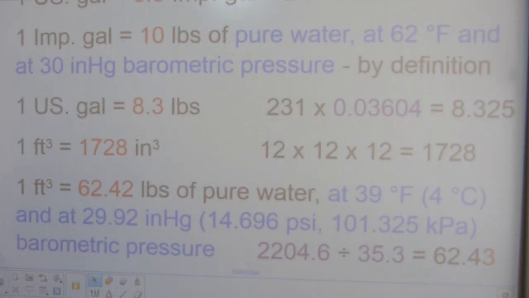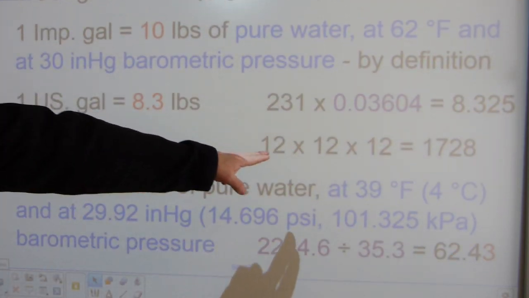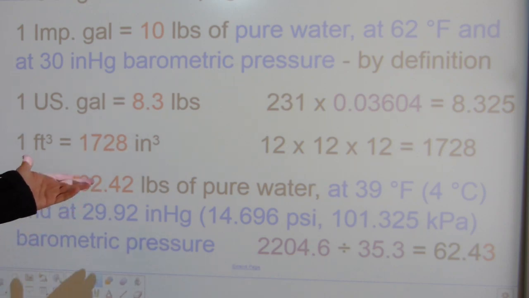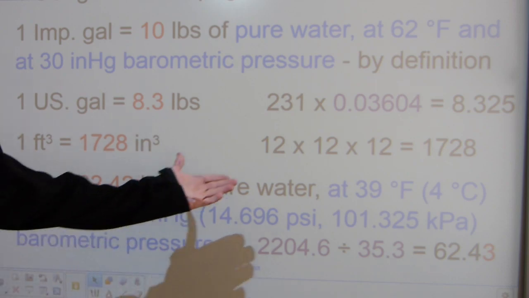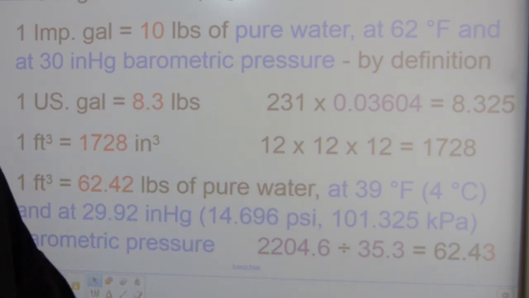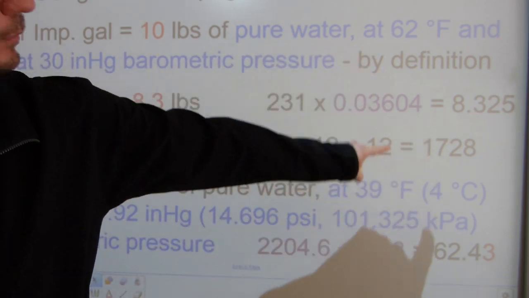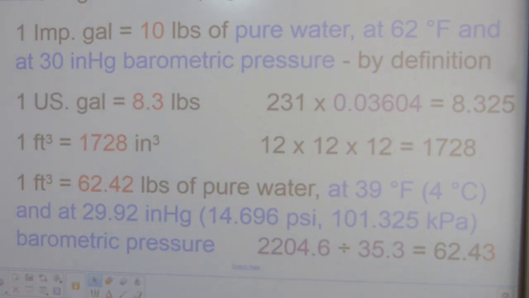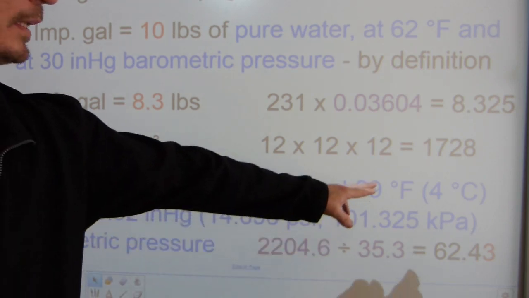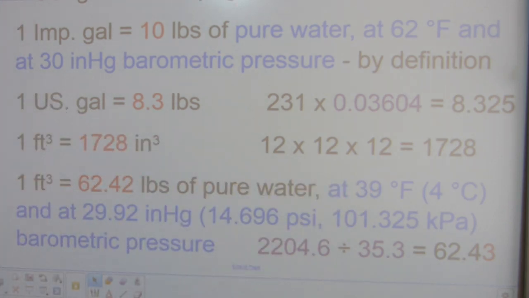Let me just click on the math story there. That's what you see. 12 cubed is that number. The other number, 62.42, is pounds of pure water. Again, we have another poundage or weight situation that involves temperature and pressure. This time, though, it's different. Instead of 62 degrees Fahrenheit, it's 39 degrees Fahrenheit, which is 39.2, whatever, which is exactly 4 degrees Celsius.